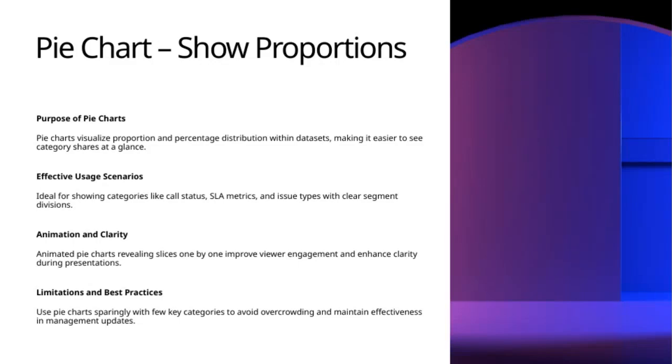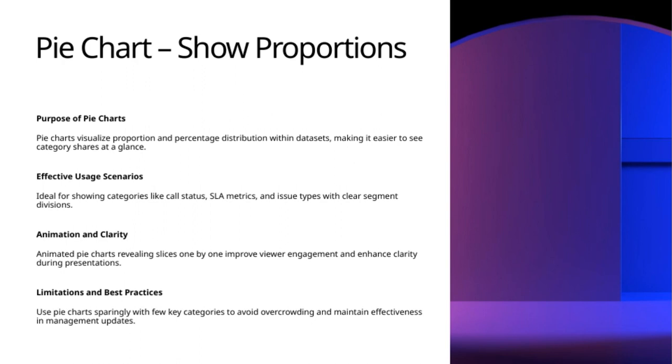Pie charts are all about showing proportions. They help us see how different parts make up a whole right away. They work best when you want to highlight clear categories, like call status, service level agreements, or types of issues. Adding animation, like revealing each slice one by one, keeps people engaged and makes the data easier to follow. But remember, less is more here. Too many slices clutter the chart and dilute the message, so stick to just a few key categories for the biggest impact.